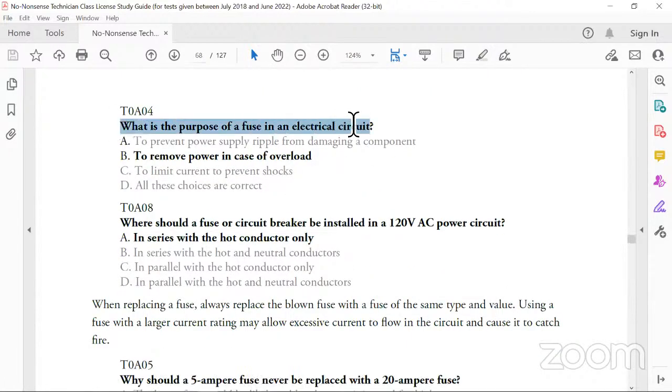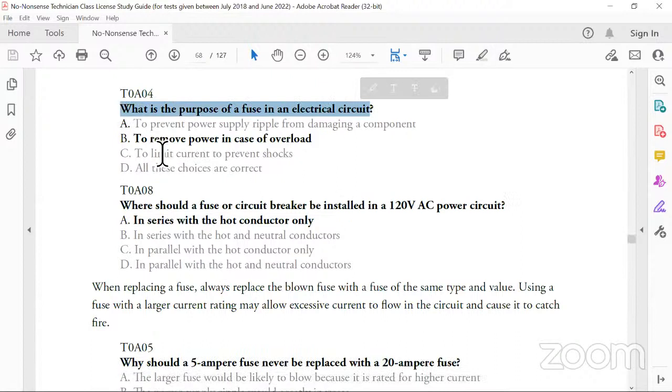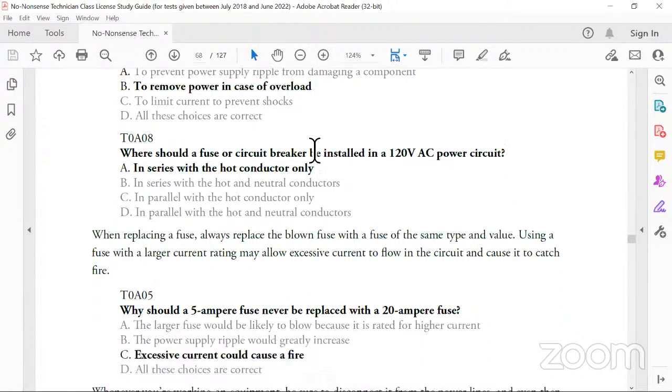What is the purpose of a fuse in a circuit? We said it's a protection device, so it's to remove power in the case of overload. That's what a fuse is used for.